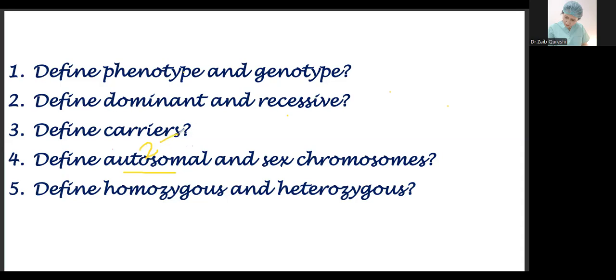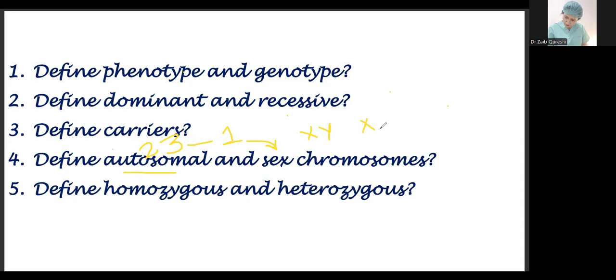We have 23 sets of chromosomes, 23 pairs of chromosomes. Only one is the sex chromosome pair. 22 are autosomes. And for this one, we have X and Y for the male and X and X for the female. Well done.